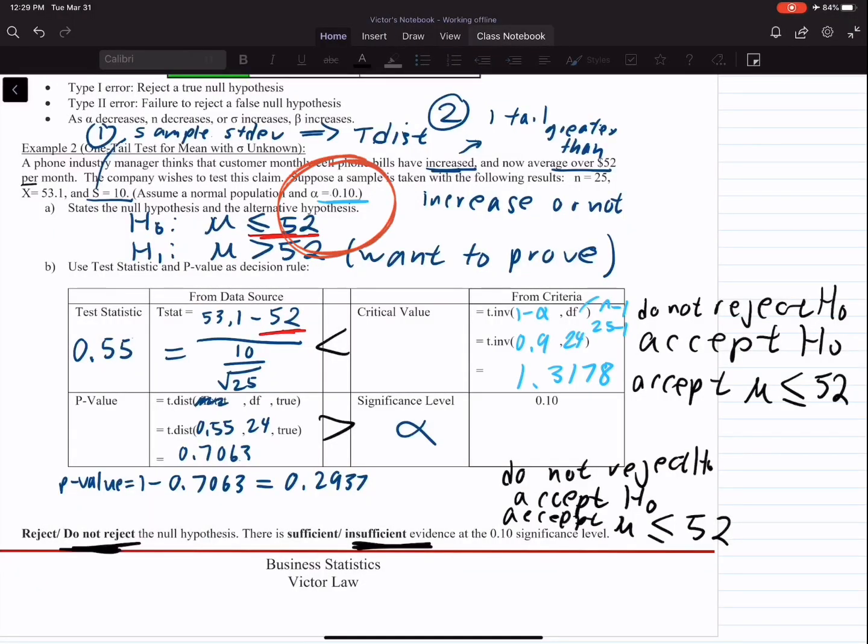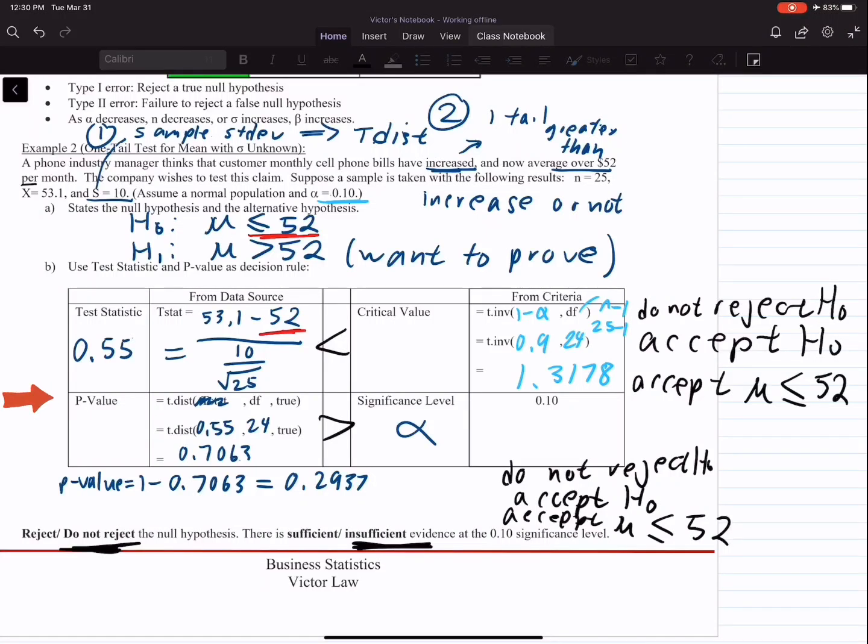So we know that alpha is 0.1. So 1 minus alpha is 0.9. And you have your degree of freedom. Degree of freedom is n minus 1. So degree of freedom is your 25 minus 1, which is 24. So once we know that, then we can substitute that into the formula. So we have equal t.inv bracket 0.9 comma 24. We plug that into Excel. We're going to get 1.3178. And that's our critical value.